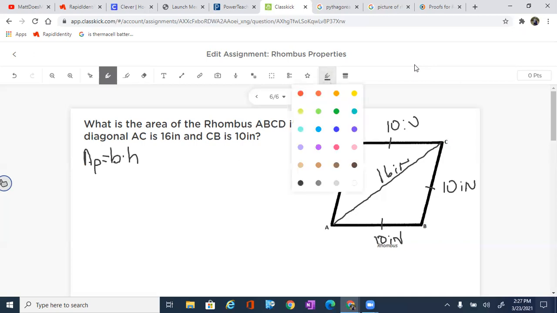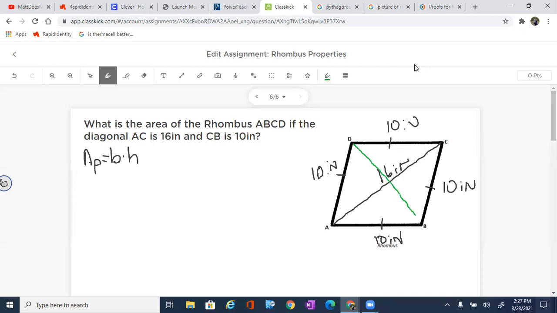It does give us a diagonal, and so what I'm going to do is draw in the other diagonal, because one of the things that we know about the diagonals of a rhombus is they bisect each other, meaning they cut each other in half. So that 16 there actually gets cut in half by the other diagonal, making it an 8-inch and an 8-inch piece. And what you're going to notice is we have these really nice triangles that are formed. We have a triangle, and all four of those triangles are in fact congruent to each other.